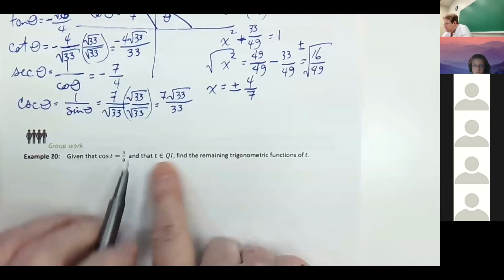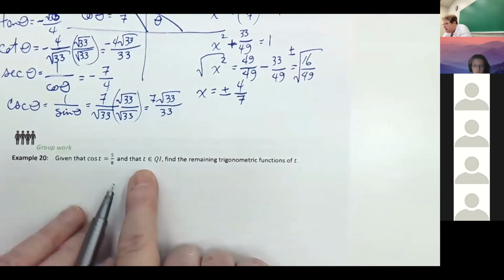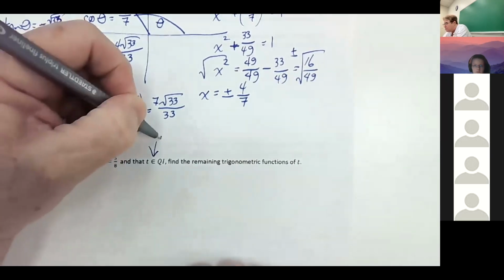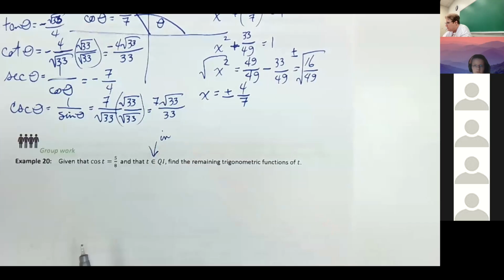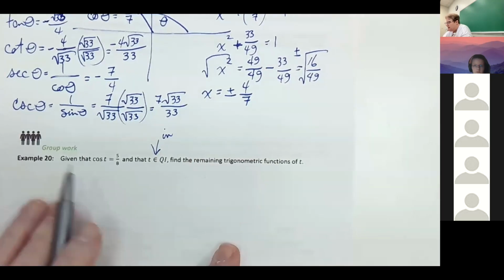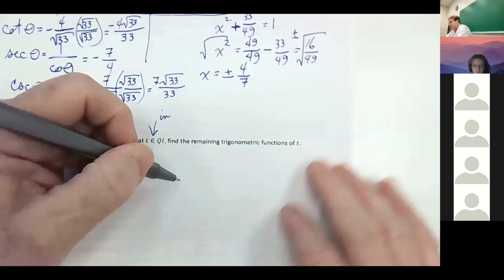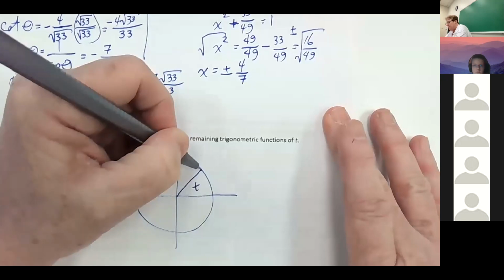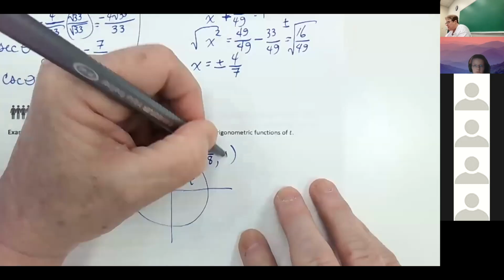This notation is notation I want to be able to use, so I want you to know what this means. T is in quadrant 1. That epsilon symbol means in. So if the cosine of t is 5/8 and t is in quadrant 1, I know that cosine is the x coordinate on the unit circle. So the x coordinate is 5/8. How can I find the y coordinate?